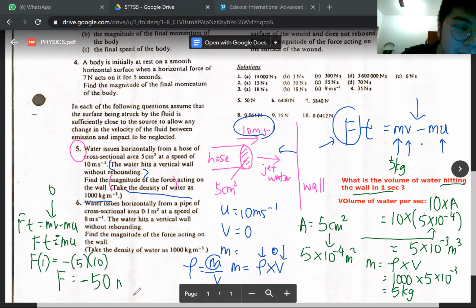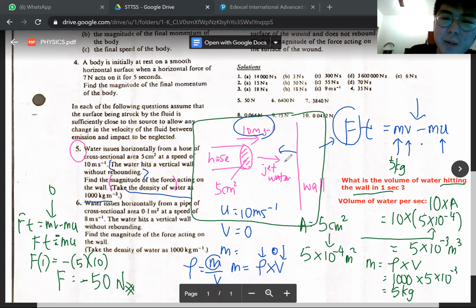Why is the force minus? This minus tells me that because force is a vector quantity, meaning that force has direction. Positive is acting to the right, negative is acting to the left. Back to this diagram, when the jet of water hits the wall, the force exerted is opposite to it, acting to the left. So the force is acting to the left, which is why it is negative. It's just the sign, telling you the direction.